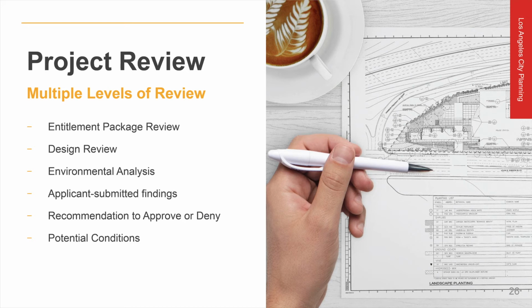When the requested entitlement allows, the assigned planner will review the project's design to check for compliance with any applicable design guidelines or standards. Whatever entitlements are requested, however, all discretionary projects undergo environmental review to assess their potential impacts on the environment. Staff will also review and verify the background information the applicant has submitted. This includes reviewing the findings that the applicant submitted to support their requests.